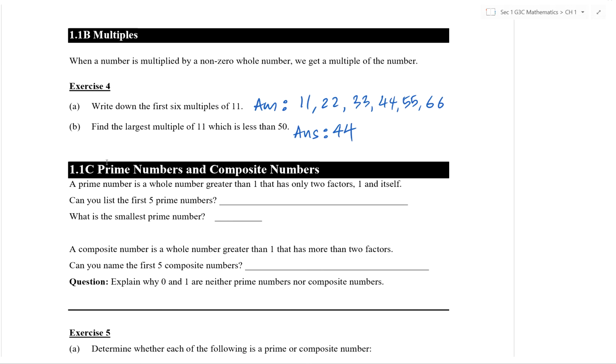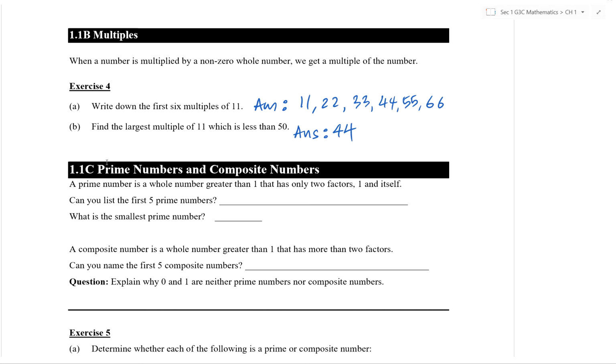A prime number is a whole number. Okay? It's a whole number. What's so special about this whole number? It is greater than 1. Can it be 1? Cannot be 1. I already said it has to be greater than 1. Okay? And it has only 2 factors: 1 and itself.